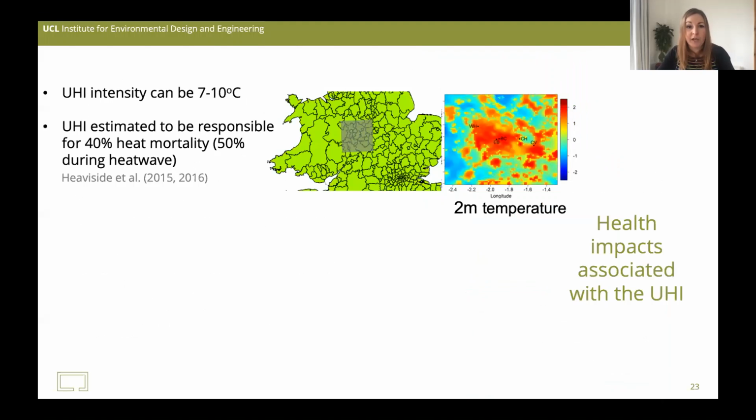So what we found from our modelling was that in our study area, you can see this is the average urban heat island across the region, but at its peak, we found that urban heat island intensity can reach 10 degrees for the West Midlands. And we further estimated that the urban heat island is responsible for around 40% of heat mortality, and that rises to about 50% during a heat wave.